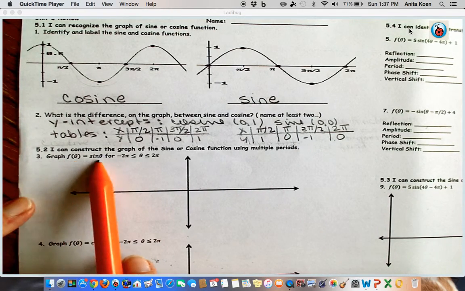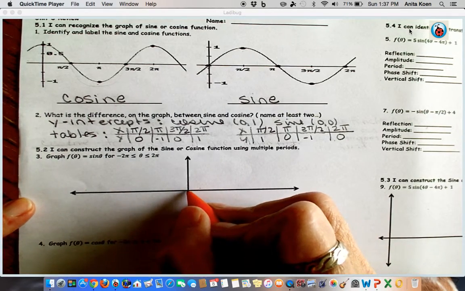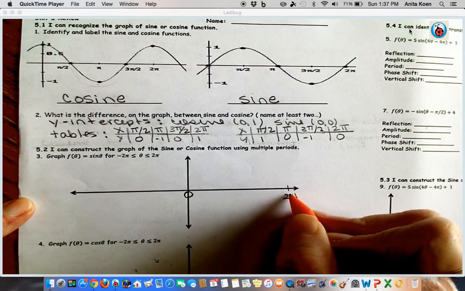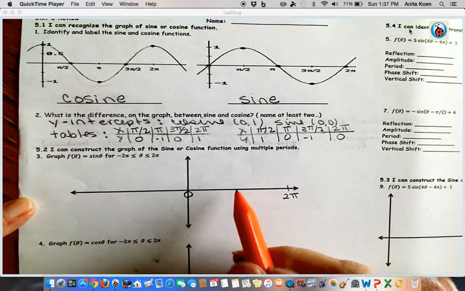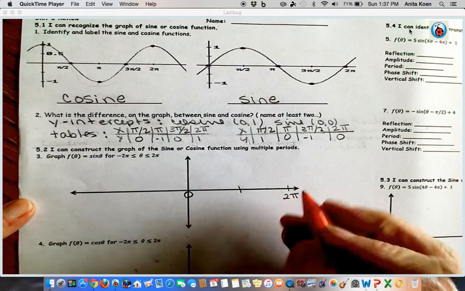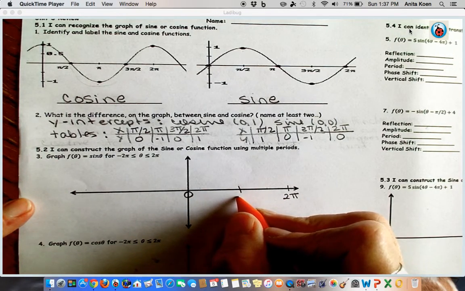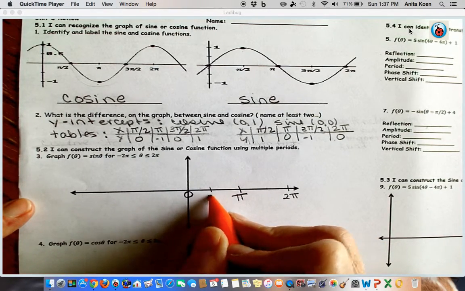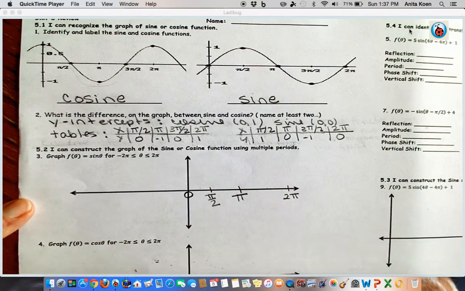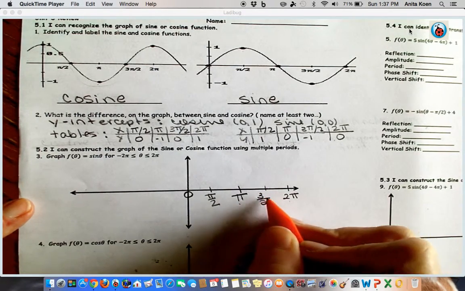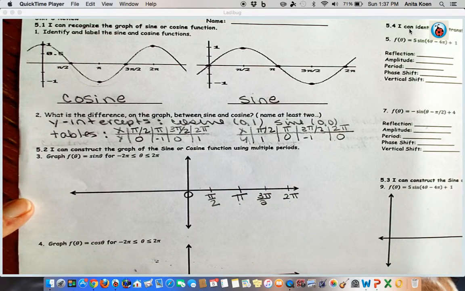Okay. In 5.2 it says I can construct the graph of the sine or cosine function using multiple periods, and they want us to graph the sine function. Well, I know that the period of the sine function is 2 pi, so I'm going to do 0 to 2 pi. Then I'm going to divide this in half, halfway between 0 and 2 pi. 0 plus 2 is 2, divided by 2 is 1, so that's 1 pi. 0 plus 1 is 1, divided by 2 is 1 half, so that's pi over 2. And 1 plus 2 is 3, divided by 2 is 3 halves, so that's 3 pi over 2.